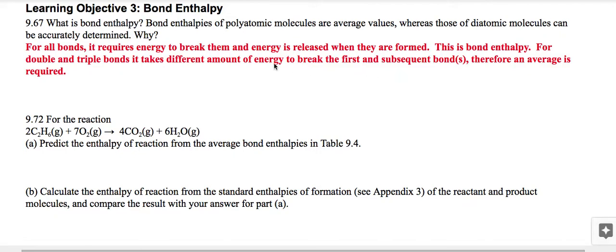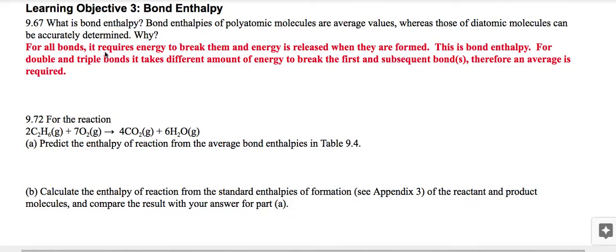Bond enthalpy. So this is just a quick thing for our Learning Objective 3. And there are only 2 problems on Learning Objective 3 that we have, and this is one of them. So bond enthalpies are another way that we can estimate how much energy is either required or released in a chemical reaction. And it's based on the idea that it requires energy to break bonds, and energy is released when bonds are formed.